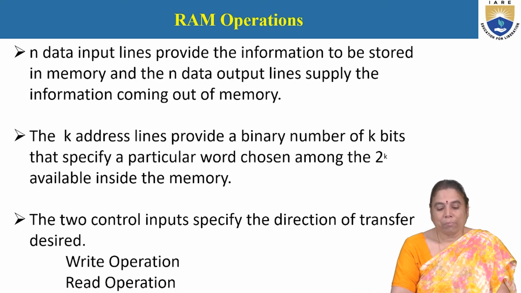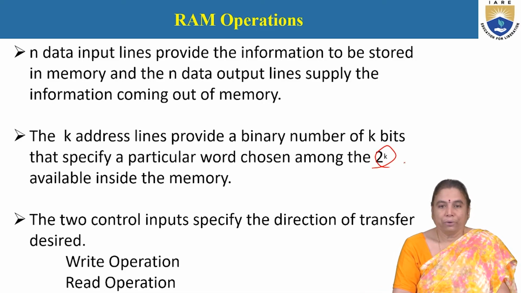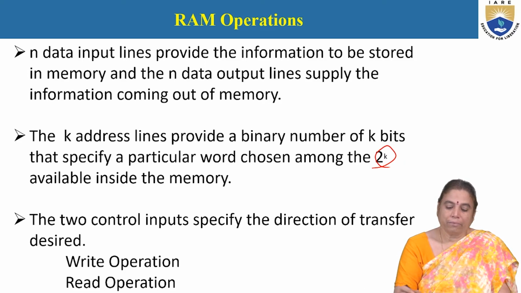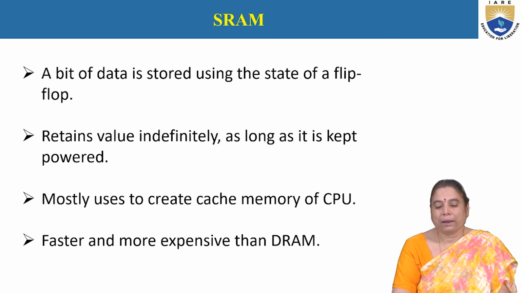So what are the RAM operations? N data input lines are provided for the information stored in the memory, so that the word length is N. And K address lines can be connected to the RAM, so that the storage capacity is 2 power K. And two control inputs are connected. One is write to perform the write operation. Second one is the read operation. And two varieties of RAM are available.